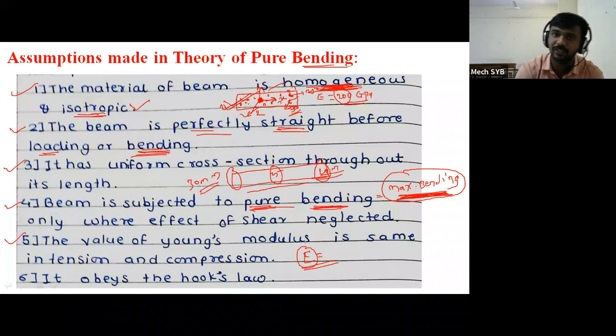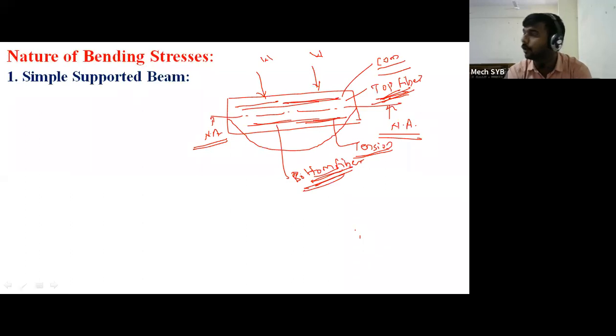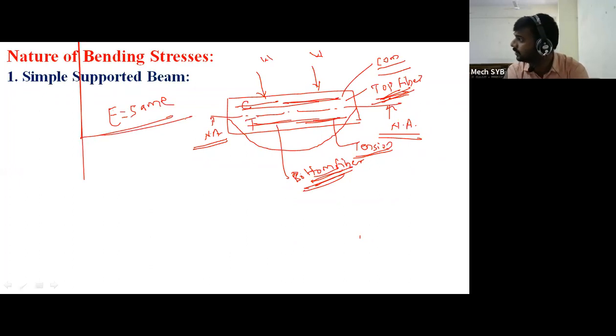So whenever we are discussing about the nature of bending stresses, see, this is nature of the bending stresses. Okay, the beam is subjected to some amount of loading. Above neutral axis, the beam is subjected to the compression for the simply supported, and below the neutral axis, the beam is subjected to the tension. But during compression and during tension, their Young's modulus value should be same. It should not change.